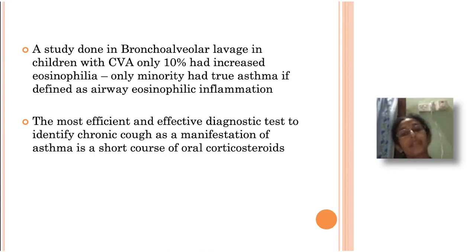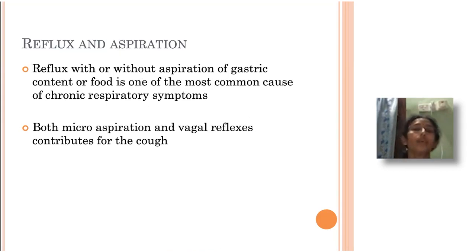So the most efficient and effective diagnostic test to identify chronic cough as a manifestation of asthma is a short course of oral corticosteroids. If they respond to the corticosteroids, then it is suggestive of cough variant asthma. The other cause is reflux and aspiration. Reflux with or without aspiration of gastric contents or food is one of the most common causes of chronic respiratory symptoms. Both microaspiration and vagal reflexes can contribute to the cough in these children.